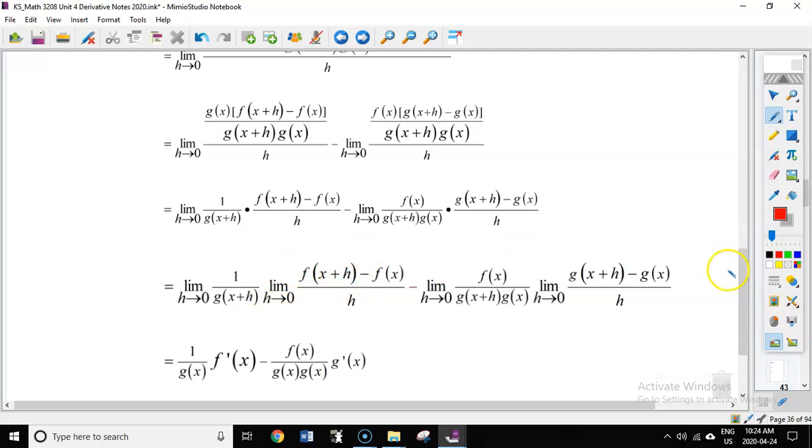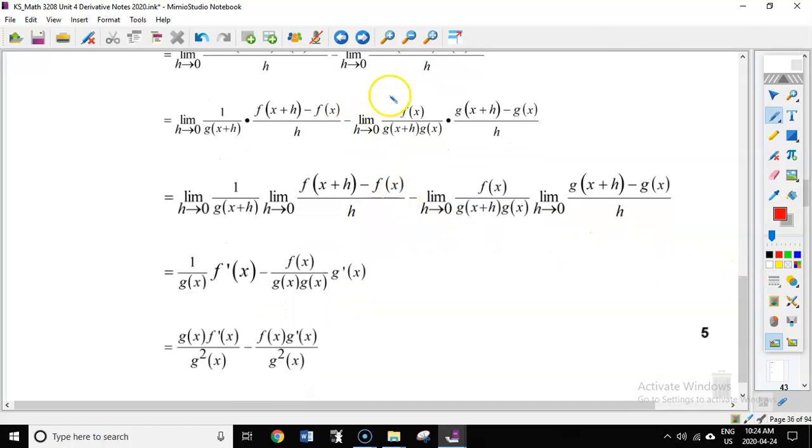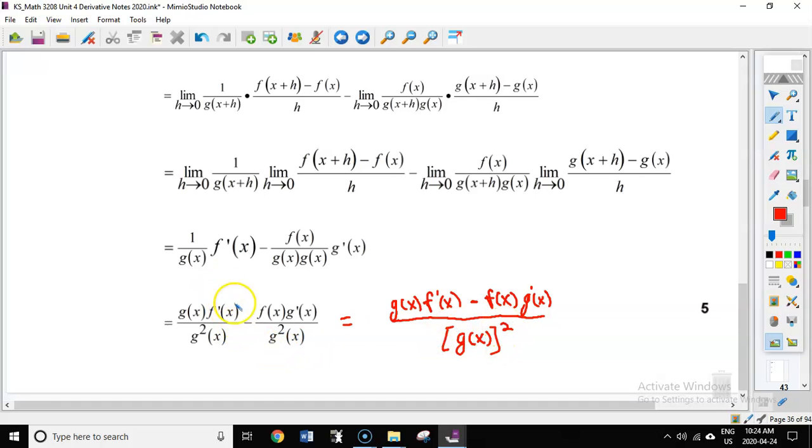it is a tangly proof, and eventually we'll get to the rule. But with the inputs and the factoring at the bottom, you see that it's g of x times the derivative of f of x over g squared x minus f of x times the derivative of g of x over g squared x. And that turns into g of x f prime x minus f of x g prime x all over g of x squared, because essentially this is a common denominator.